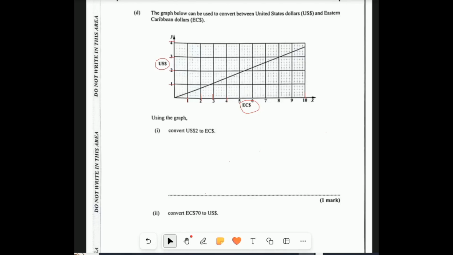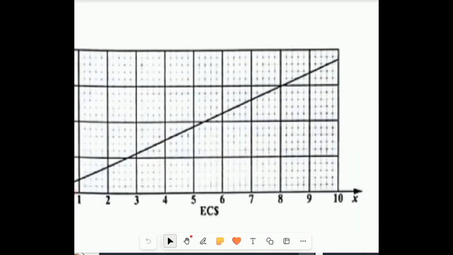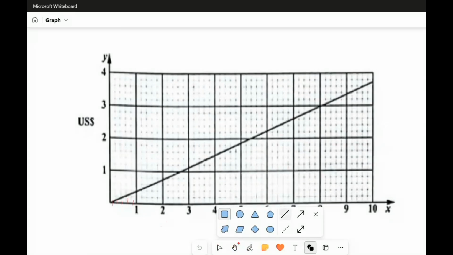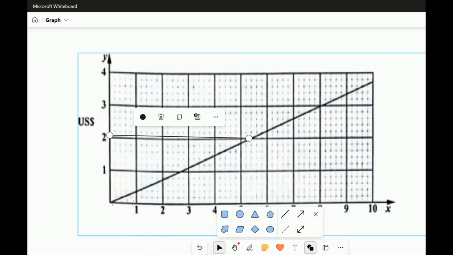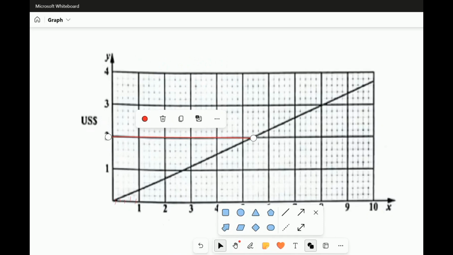So starting with our first question, we're going to convert US $2 to EC dollars. So let's get back to the graph. So the first thing is we need to identify $2. So US $2, we're going to draw a horizontal line across and see where it meets the graph. So let's go. This is our horizontal line. Okay, so across.